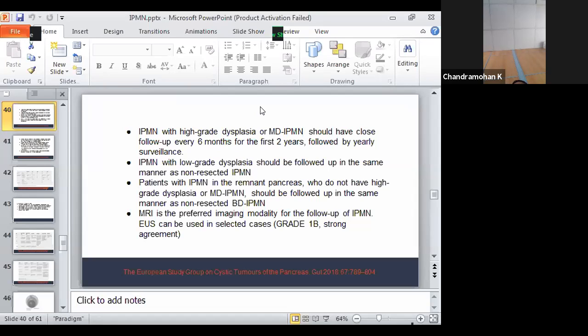Symptomatic patient is one indication. Size.